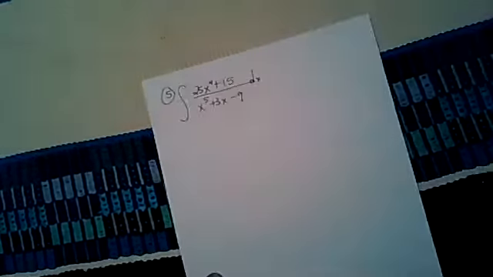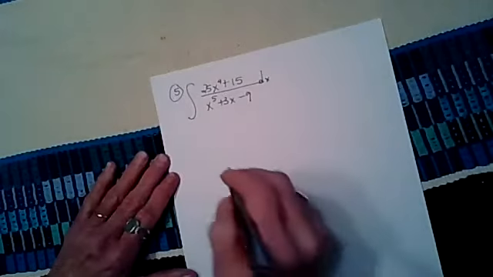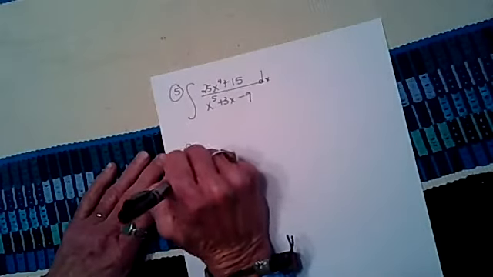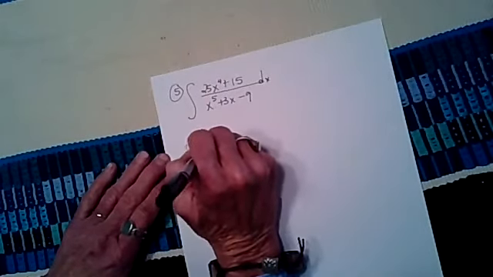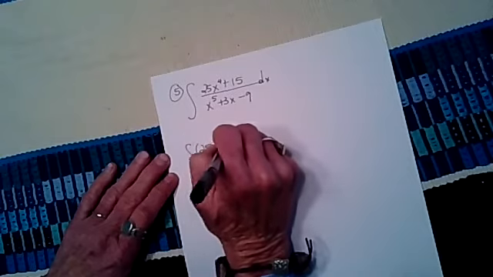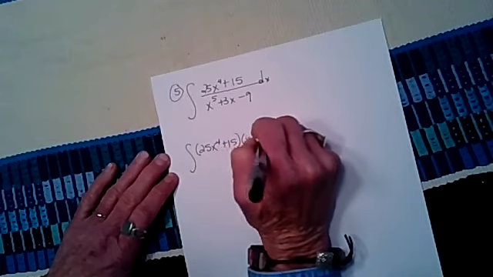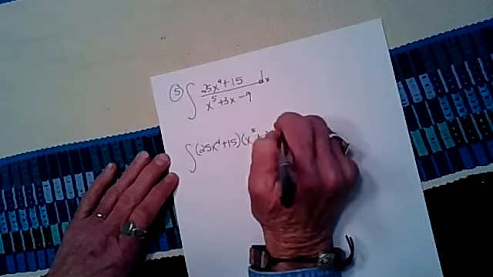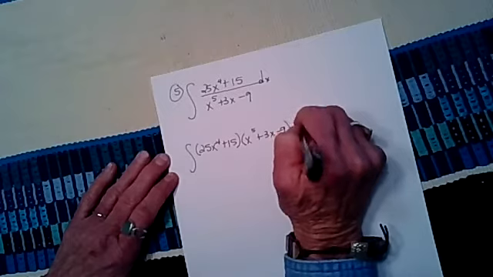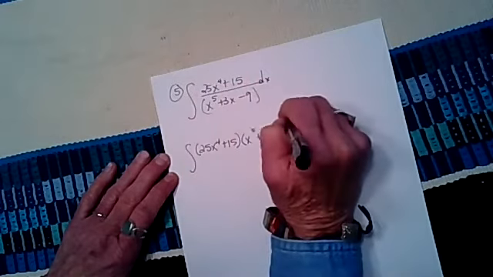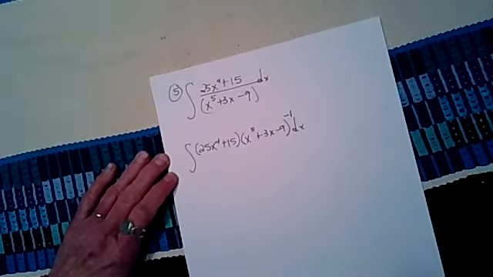Okay, so I'm going to rewrite this. That is the integral of 25x to the 4th plus 15, all over x to the 5th plus 3x minus 9, dx. And when I bring that denominator up, that becomes to the -1 power.